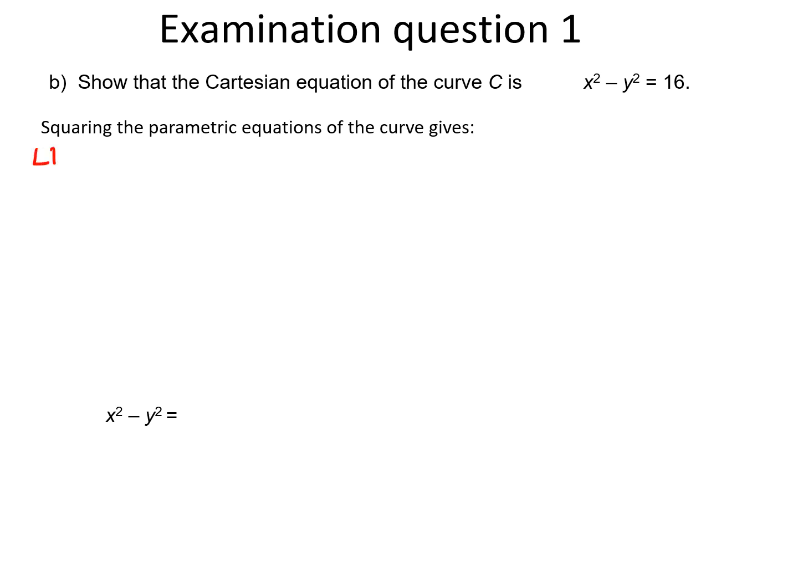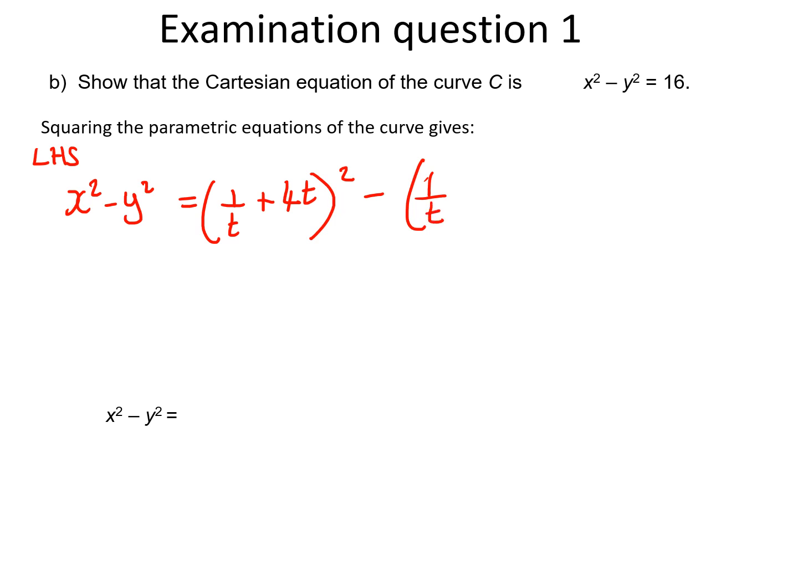So I'll start with the left hand side, x squared minus y squared. Sub in what we know. That's 1 over t plus 4t, all squared, minus 1 over t minus 4t, all squared.